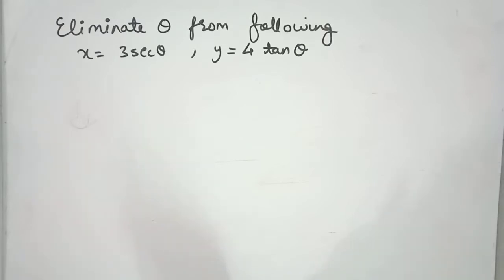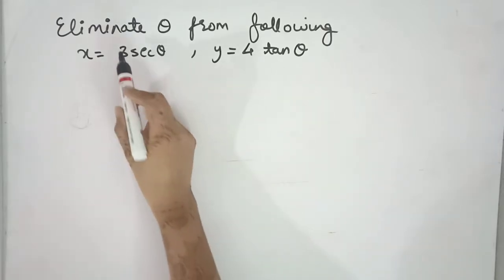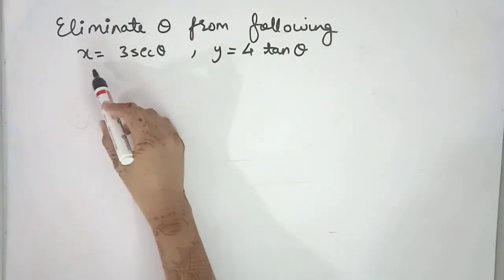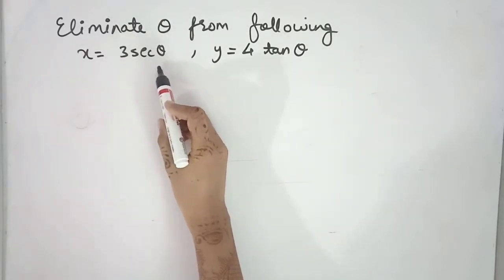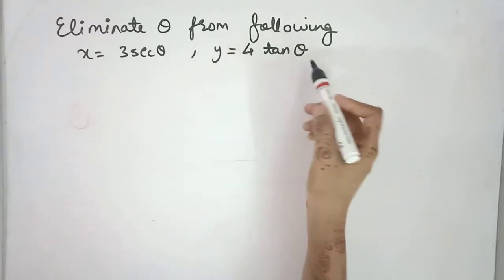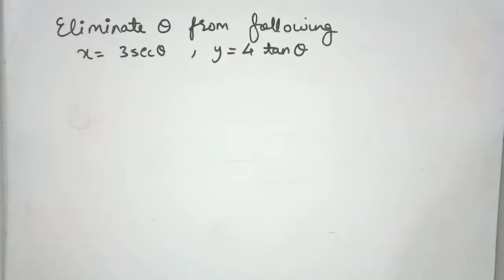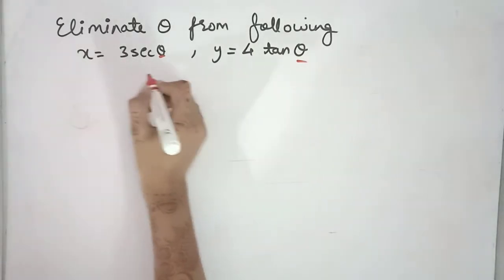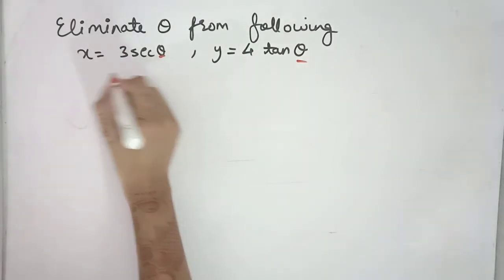Now let's see other examples. How to eliminate theta from the following. Now we are given x is equal to 3 sec theta and y is equal to 4 tan theta. We have to eliminate theta from the equation. So we will simplify it.